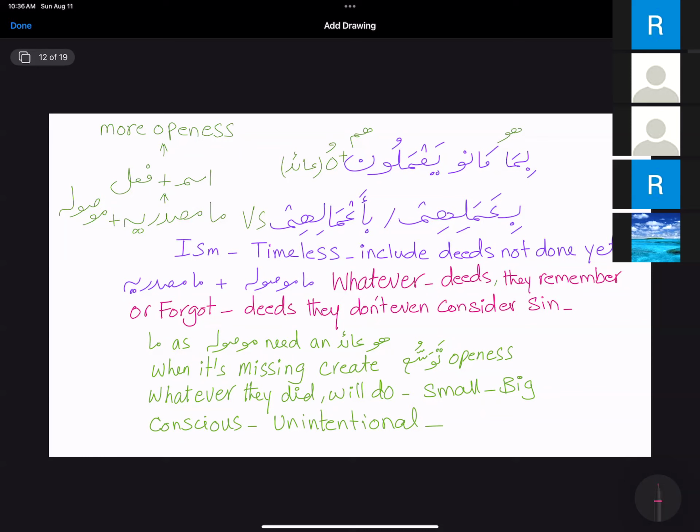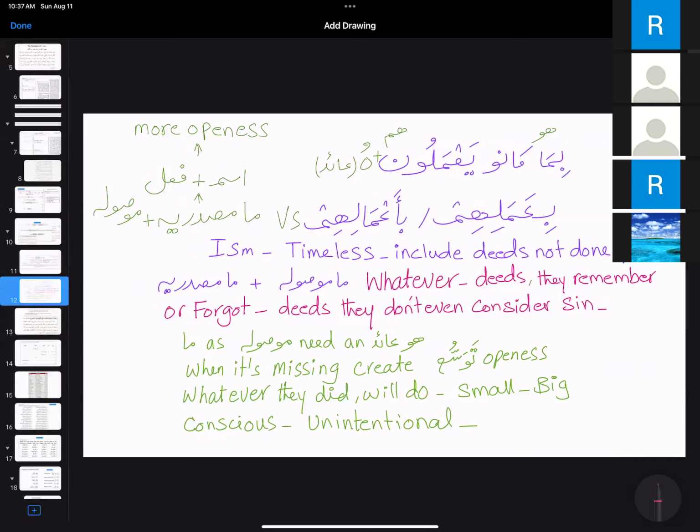So ma masdariya and ma mawsula together include whatever deeds they remember, do not remember, or forgot, even deeds they do not consider sin. Everything is included there. Ma as mawsula needs an ayid. When it is missing, it creates tawassu', openness: whatever they did or will do, small, big, conscious, unconscious, intentional, unintentional, everything is included there. So that was the juicy slide I was referring to.